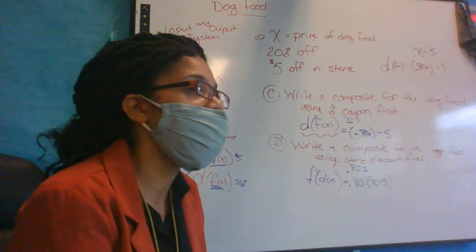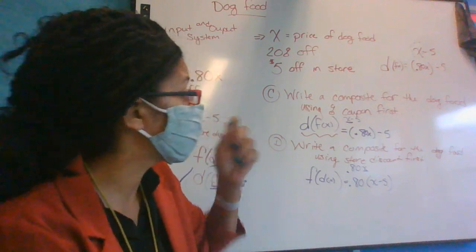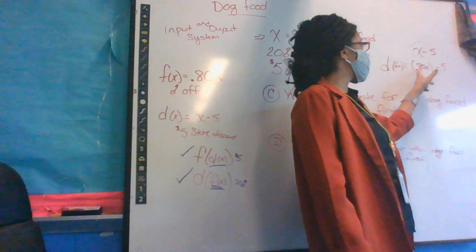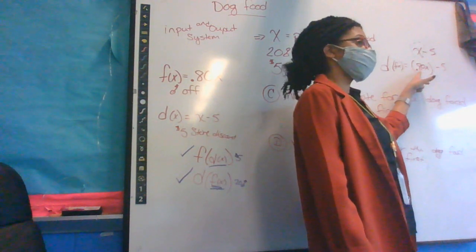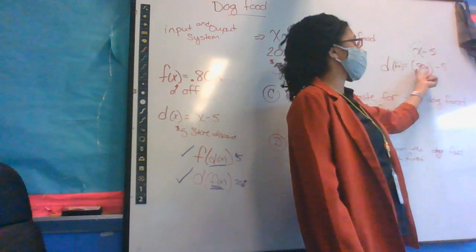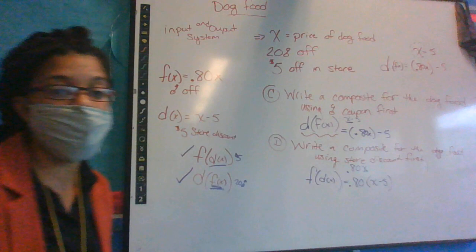Are you subtracting the 5 what? No. For this problem, you do it in the parentheses first. So the 100 will be multiplied by 0.8 first. Then subtract the 5. Because you do it in the parentheses first. What's outside the parentheses comes last.